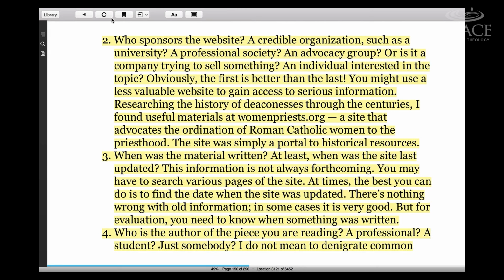Number three, when was the material written? So when was this site last updated? Sometimes that's hard to tell, and sometimes you can't tell. There's no date anywhere. And that's a red flag, I think, if you don't know when something was written. And so who is the author anyway? Is it a professional person? It might be a student. It might be anybody.